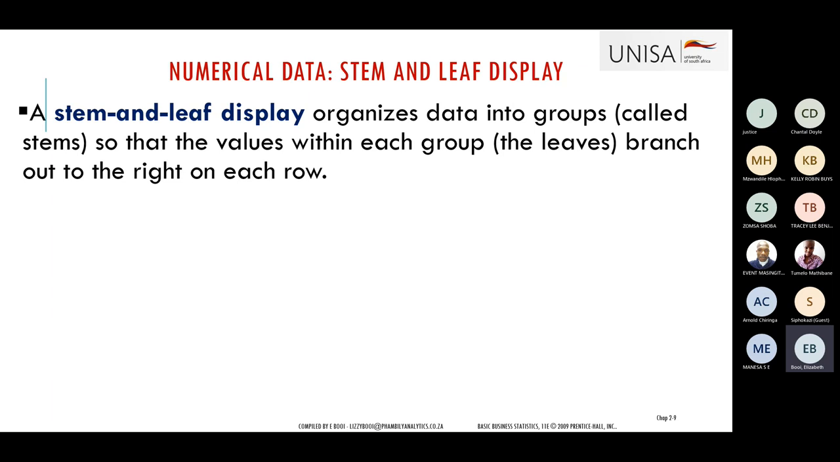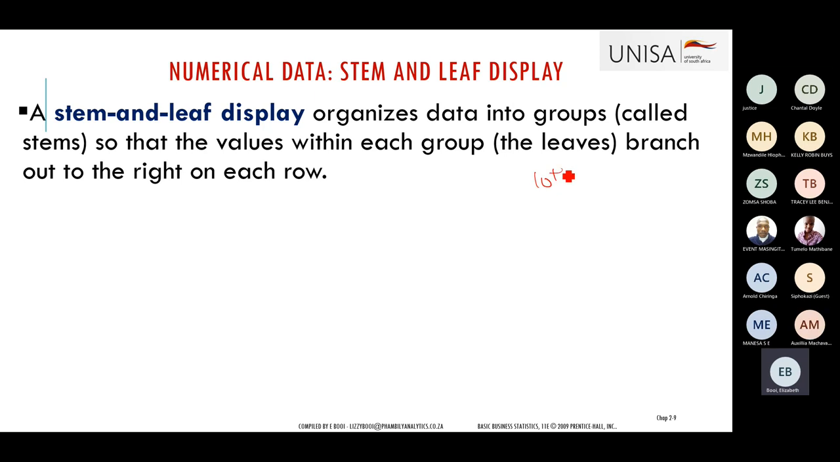Before I go further, you can get a 10th stem and leaf plot. With a 10th stem and leaf plot, you only have two digits. 11 is two digits. 12 is two digits. 23 is two digits. That is a 10th stem and leaf plot. We can also have a decimal. I'm going to just call it a decimal stem and leaf plot. Let's say here I have 1.1, 1.2, 1.3. So I have two values separated by a decimal point.